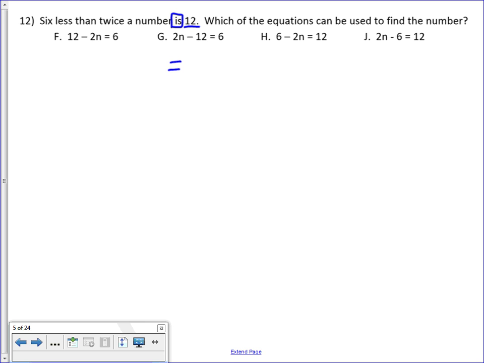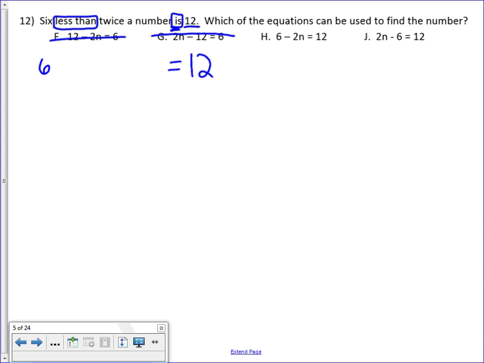Is 12. Okay, well, 12 is going to be 12. So the first thing I'm going to look for is the things that say equals 12. That means that F is out because that says it equals 6, and G is out because that says it equals 6. So now I've got it down to 50-50, right? I'm down to H and J. All right, let's look on the left-hand side then. 6 less than. Okay, less than, I know we're talking inequalities lately, but in this case, because we have the word is, this means equals. This less than is talking about subtraction. So it's 6 less than, there's my 6.